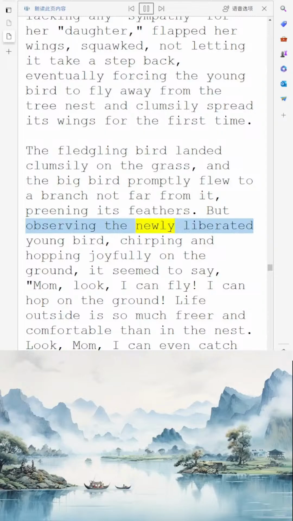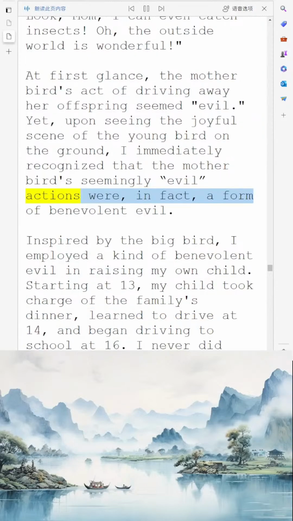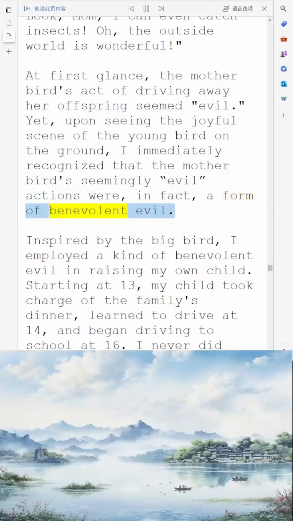But observing the newly liberated young bird, chirping and hopping joyfully on the ground, it seemed to say, "Mom, look, I can fly. I can hop on the ground. Life outside is so much freer and comfortable than in the nest. Look, Mom, I can even catch insects. Oh, the outside world is wonderful." At first glance, the mother bird's act of driving away her offspring seemed evil. Yet, upon seeing the joyful scene of the young bird on the ground, I immediately recognized that the mother bird's seemingly evil actions were, in fact, a form of benevolent evil.